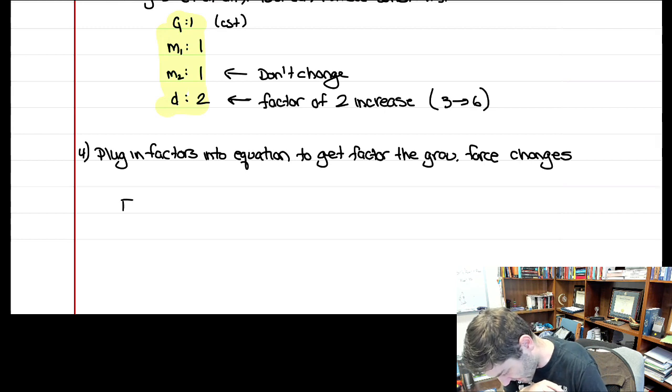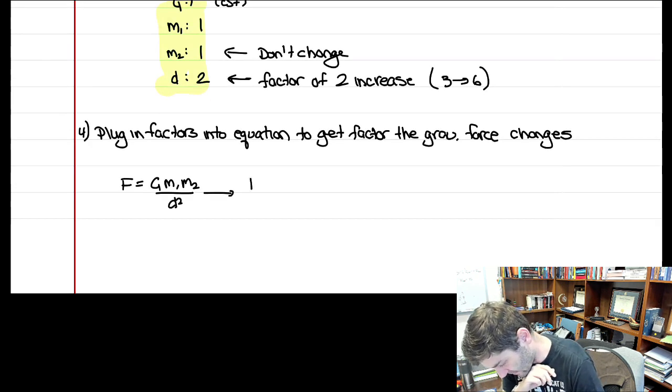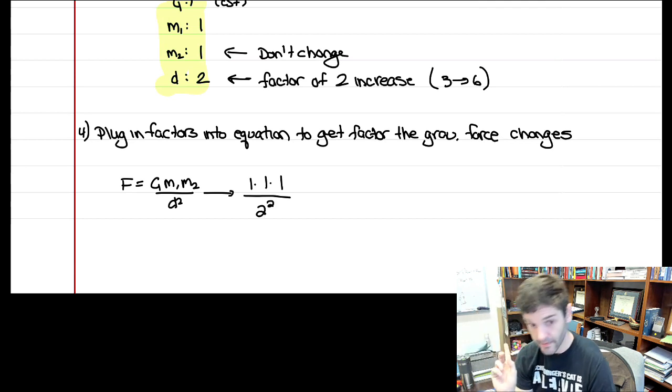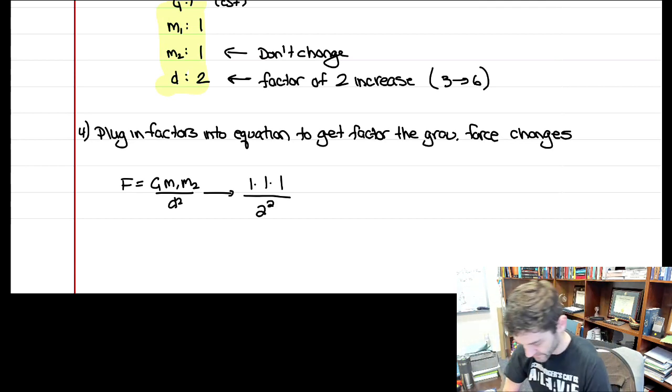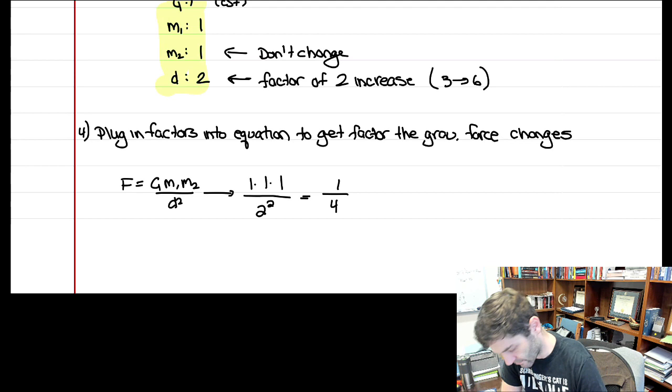So in this case, F is G M1 M2 over D squared. I'm now going to plug in the factors. So G 1, M1 1, M2 1, divided by D squared, or 2 squared. Can't forget that square. The exponents are key, can't forget the exponents. So then this looks like 1 times 1 times 1, and then 2 squared is 4. So the answer is 1/4.